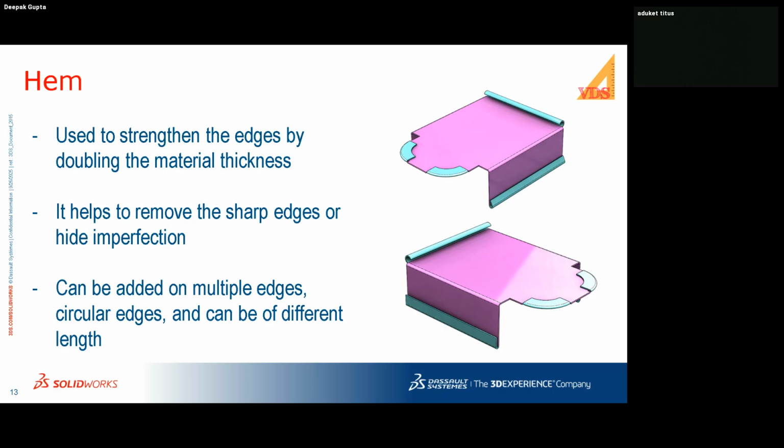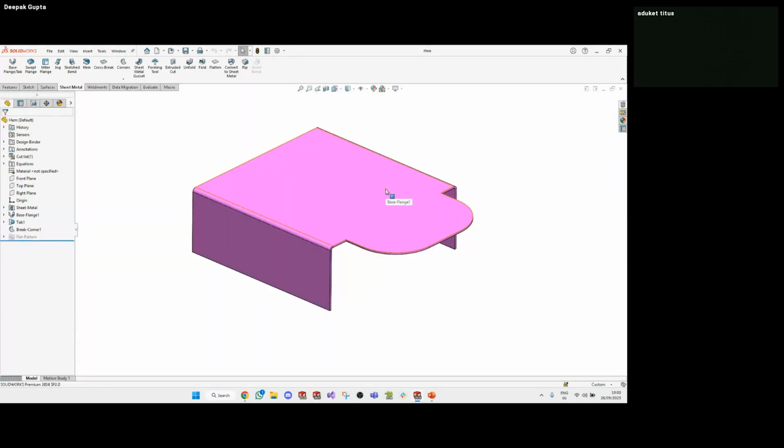SOLIDWORKS allows us to do a hem on multiple edges. We can even do hems on circular edges. They can be of different lengths and of different types. So this is one of the features where we will look at how the hem tool is going to work. So we go to the hem tool on the SOLIDWORKS sheet metal toolbar.